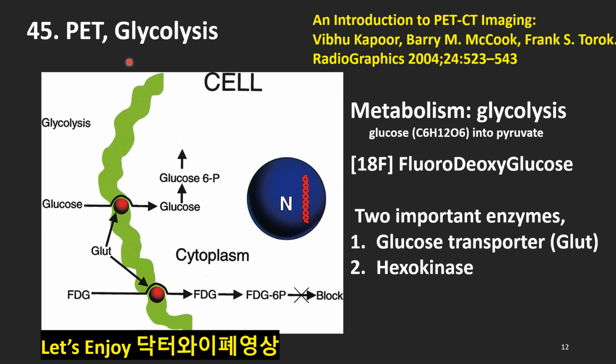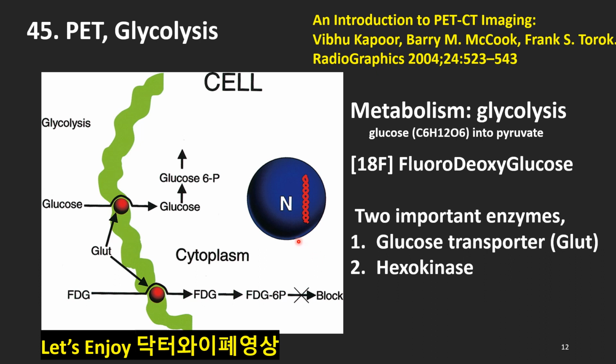Now I will explain the glycolysis metabolic pathway of PET study. It is in the paper An Introduction to PET-CT Imaging by Dr. Bibu Kapoor in Radiographics, year 2004. Glycolysis means the conversion of glucose into pyruvate. In this pathway, two enzymes appear. The first one is glucose transporter at the cell wall, and the second one is hexokinase in the cytoplasm.